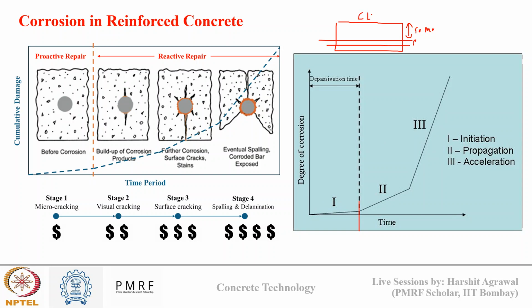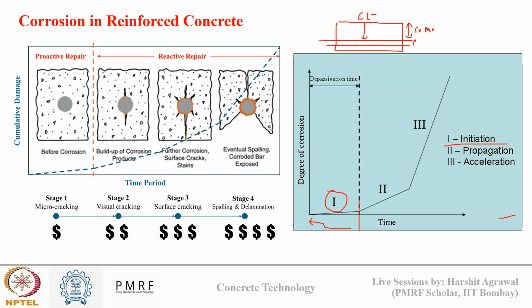And suppose there are chloride ions present in the atmosphere. Until these chloride ions reach the steel surface, we can say that corrosion won't initiate. So this step 1 is known as the corrosion initiation: how much time it takes for corrosion to initiate. It depends upon the ingress of aggressive ions through the cover concrete. The more slowly concrete lets those aggressive ions reach the steel, the larger this stage 1 time will be. Technically this is known as the corrosion initiation period, or depassivation time.